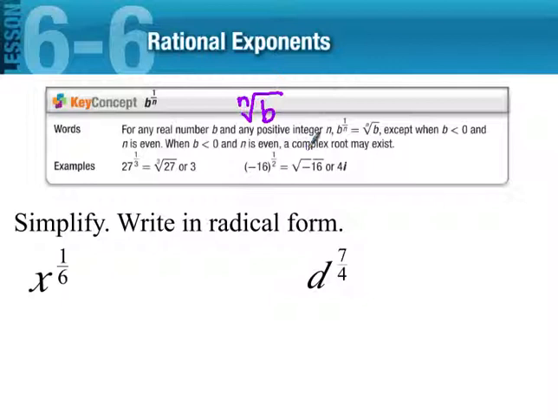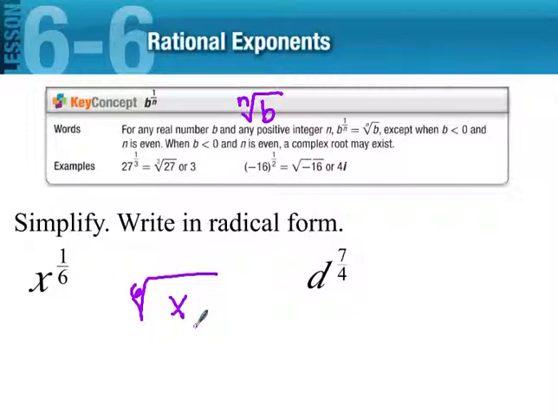So first of all, what we have to do on these first ones is write these in radical form. So x to the 1/6. Okay, radical form means that I've got to put the radical sign like this. So what's going to go inside the radical? X. What's going to go outside? 6, and I'm going to put a little 6 right there. And there you go. That's it. That's all you have to do.